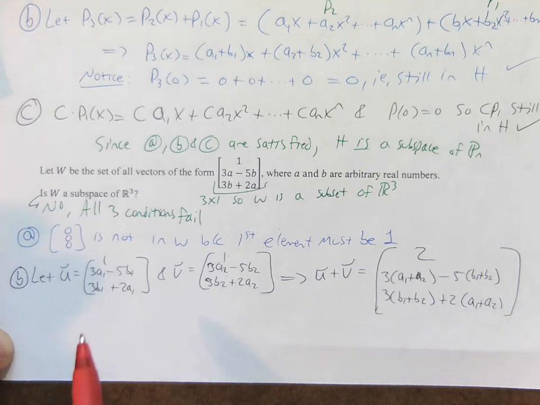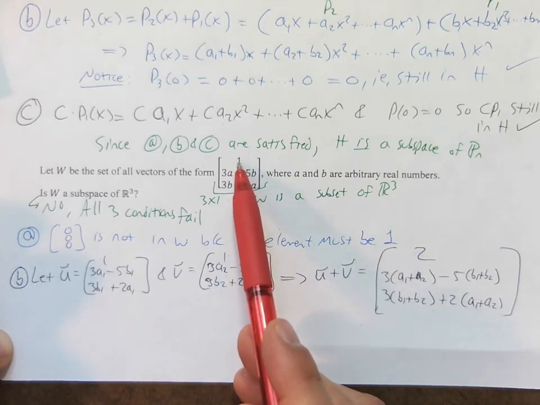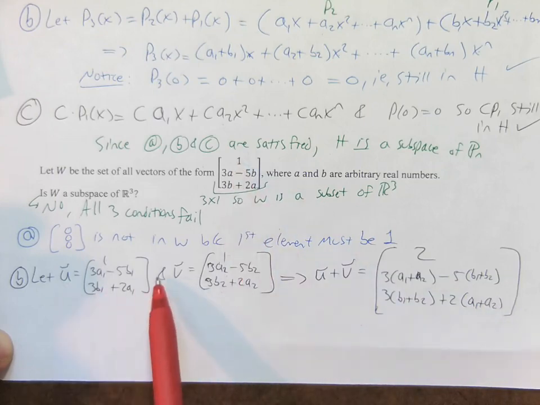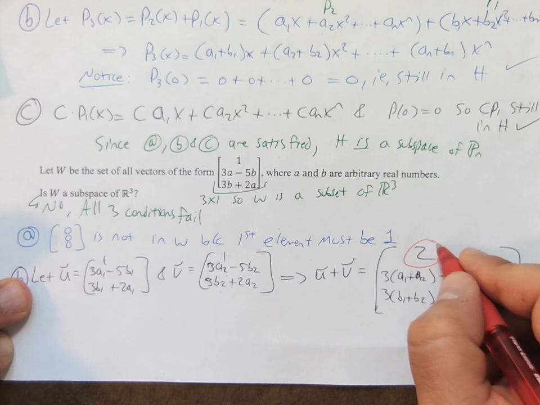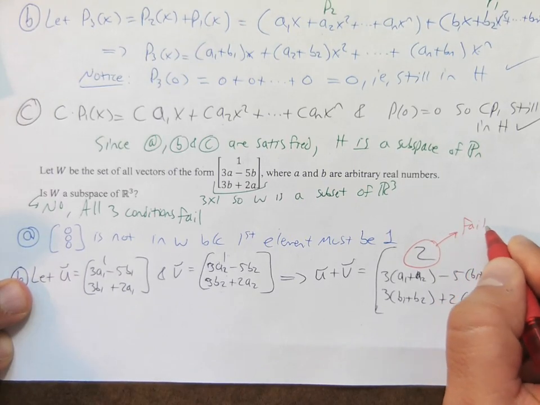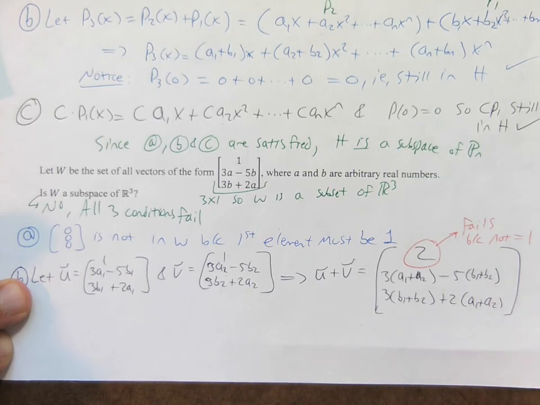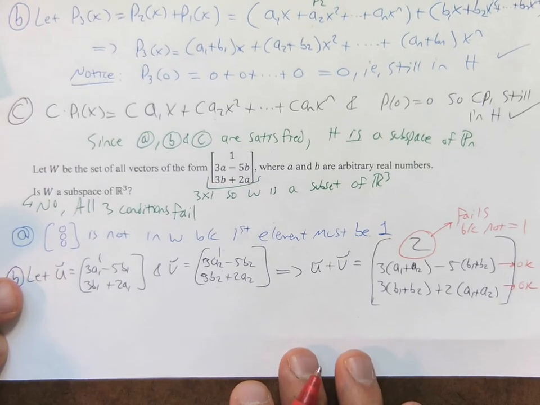And so again, this space specifically says we need to have a 1 in the first spot. And what we just showed was when we add two arbitrary vectors together, you get a 2 in the first spot. And so this fails because it's not a 1. But this is okay. The second and third entries are actually okay.